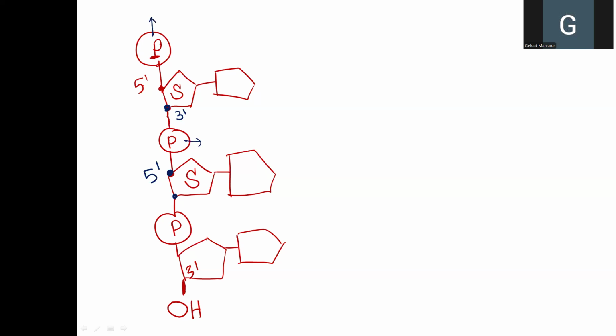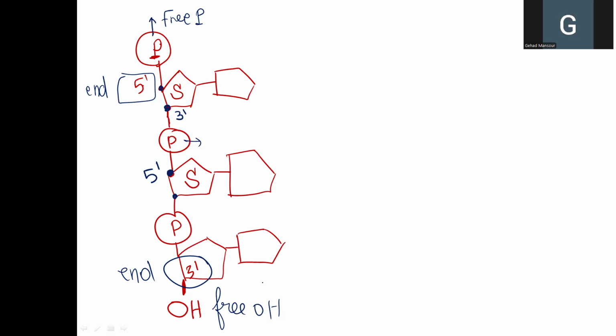But at this side, you have a free phosphate end. And since the free phosphate end is always bonded to 5', we call it the 5' end. So what is the 5' end? The 5' end is the end at which we have a free phosphate group. And what is the 3' end? The 3' end is the end at which we have a free hydroxyl group.